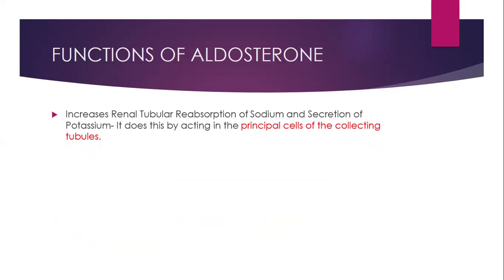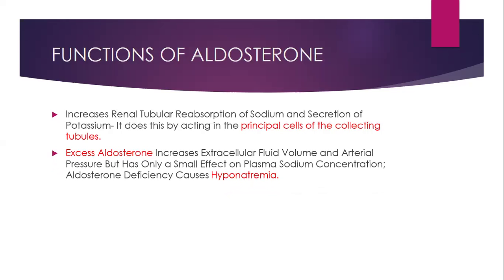So the functions of aldosterone still: it increases renal tubular reabsorption of sodium and secretion of potassium. You remember whenever we have a sodium potassium ATPase, which definitely is a co-transporter, it will be reabsorbing sodium ion back into blood, while at the same time, it will be pumping potassium ions into the tubular lumen. And that's why we say that it will increase reabsorption of sodium ion, while it will increase secretion of potassium ion through urine. Now, this action usually occurs at the principal cells of the collecting tubule.